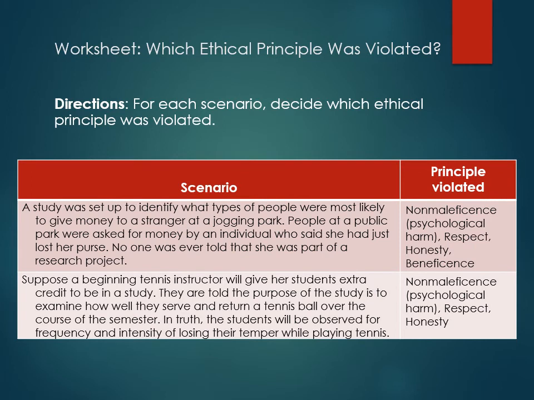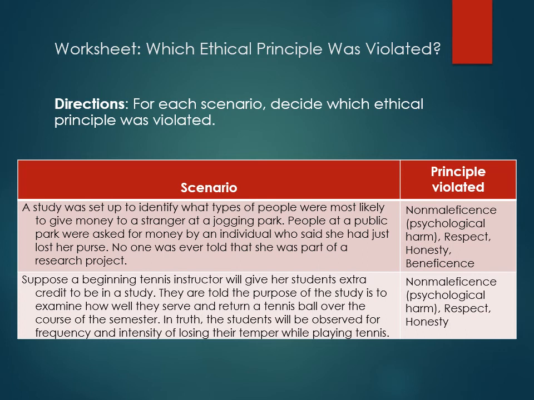Let's look at a couple more. A study was set up to identify what types of people were most likely to give money to a stranger at a local park. People at the park were asked for money by an individual who said she had just lost her purse. No one was ever told that they were involved in a research project. So here we have a loss of respect. No one knows if they are or are not involved in a research project. A loss of honesty because we're not being honest about what's going on. And then there's no real benefit to it, right? What's the benefit for the people involved in the study? It'd be hard to identify some.